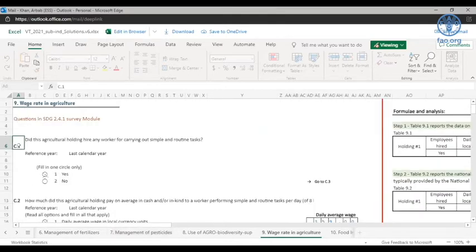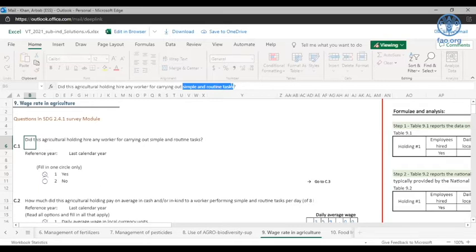So as I was saying, like all other indicators, we ask two or three questions for this particular sub-indicator as well. The first question is, did this agriculture holding hire any worker for carrying out simple and routine tasks? The answer could very well be yes or no. Again, I'm repeating myself because this is important: what do we mean by simple and routine task? As I explained to you in the presentation, these have been explained to the enumerator in the enumerator manual.